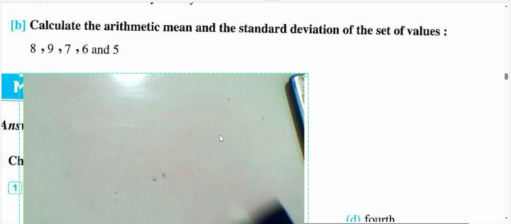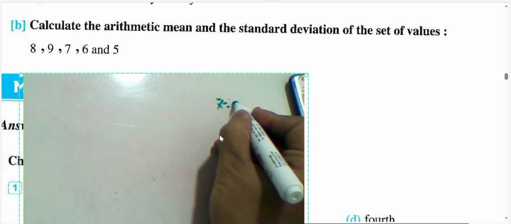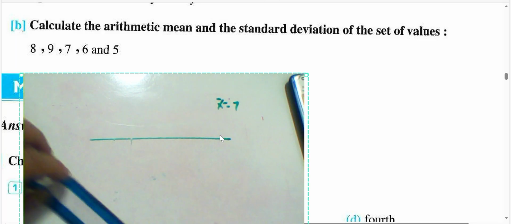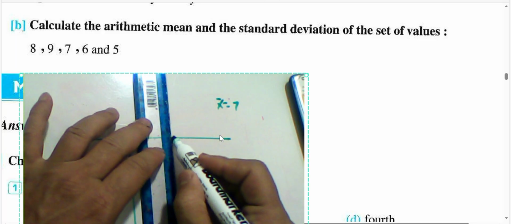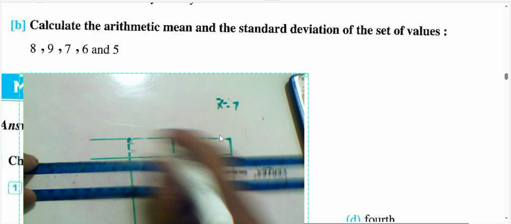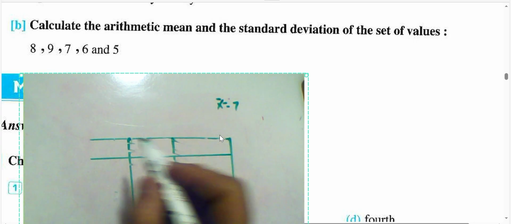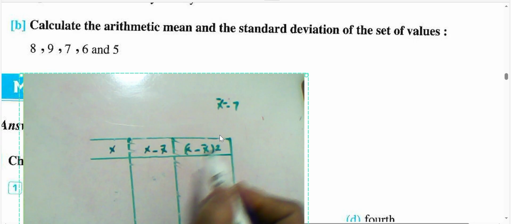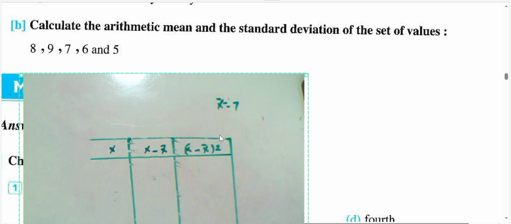We can find the sum of all values divided by the number of values. Then x bar is 7. Next step, you can draw the table like this and divide it into 3 parts. Right here: x, x minus x bar, and (x minus x bar) power 2. Write 8, 9, 7, 6 and 5.